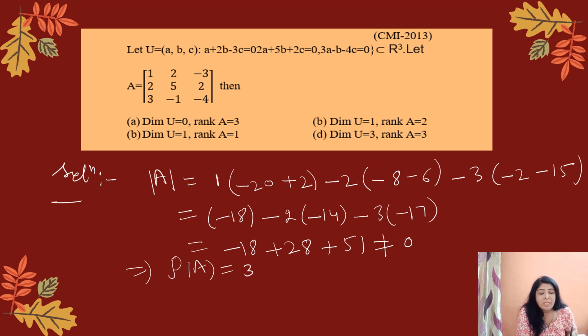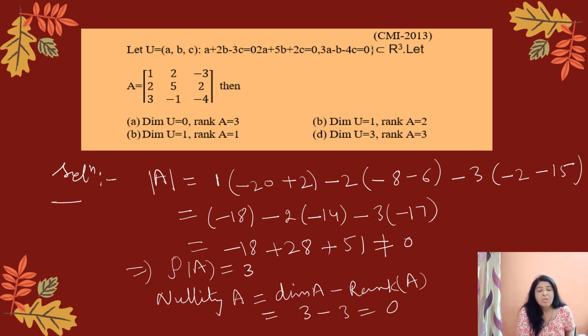Now we have to find the dimension of U. Now we apply the rank nullity theorem. From that we will find the nullity of A. Nullity of A is equal to the dimension of A minus rank of A. So the dimension of A is 3, the rank of A is 3, so it is equal to 0. So nullity comes out to be 0. So what is nullity? This is the dimension of the kernel of A, which is equal to 0.